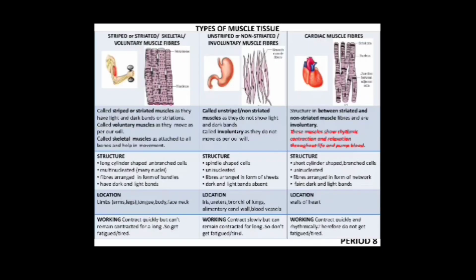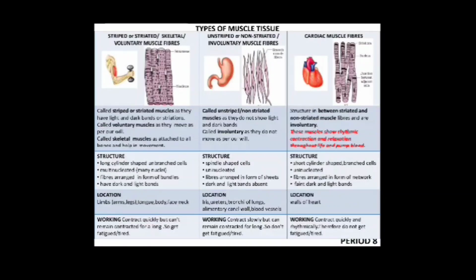Now let us study them in detail. So first we start with the striated or skeletal or striped or voluntary muscle fibers. They are called striped or striated muscles as they have light and dark bands or striations. They are voluntary muscles as they can move as per our own will. They are called skeletal muscles as they are attached to bones and help in movement.